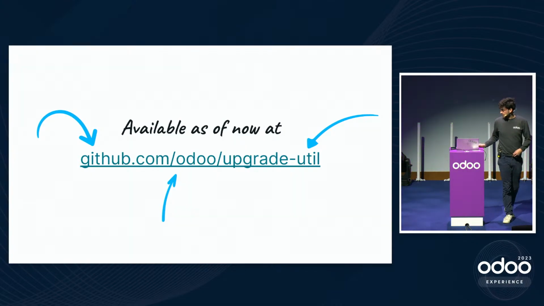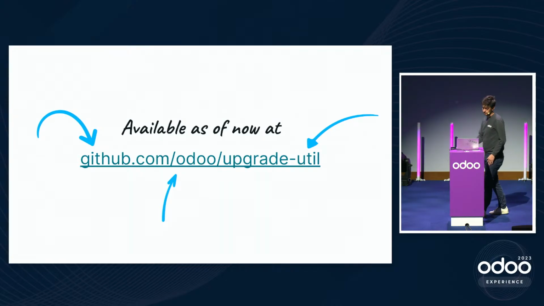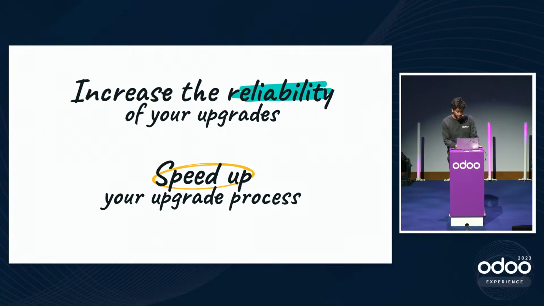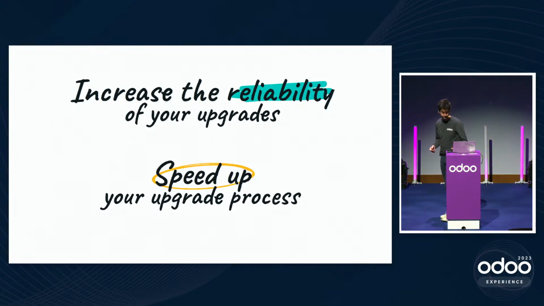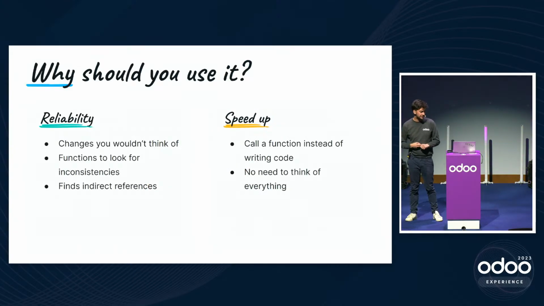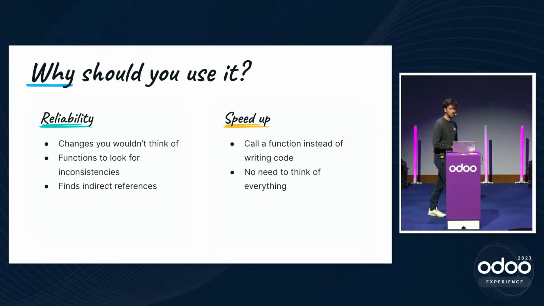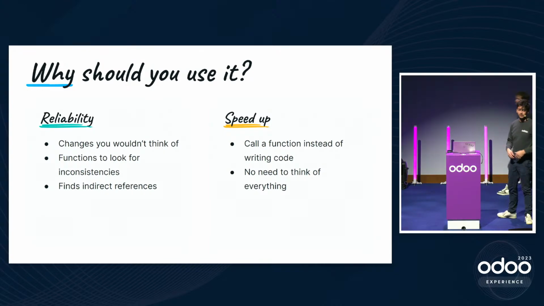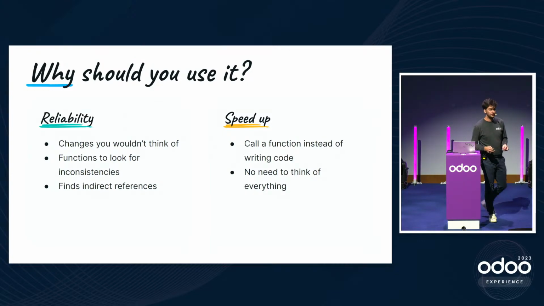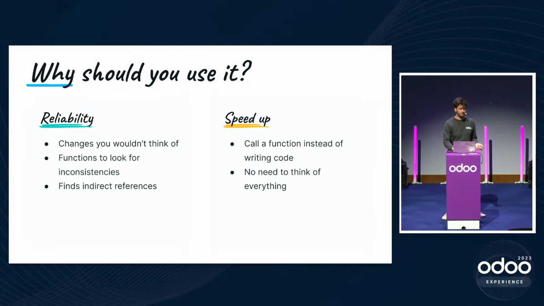You can check it after the presentation or now if you really want to discover what's inside of it. So it's another Odoo repository that can be cloned or put next to your module. So what does it help you for? It will increase the reliability of your upgrade as well as speeding up the process. So how does it increase the reliability? It does changes that you wouldn't think of. If you've done upgrades in the past, you always tend to forget things when changing fields or views and things like that. And Upgrade Util will do all those changes for you. You will see after, during the use case, what kind of things it's capable of.